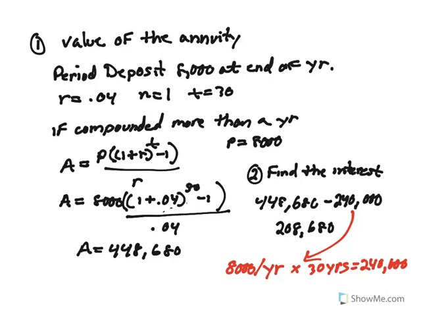The third one is going to be this. Let's find the future value of the annuity if it's compounded monthly over 40 years. So what we have to keep in mind is the interest is compounded more than once a year, which actually is each month. So we have to keep in mind that n has to be 12.